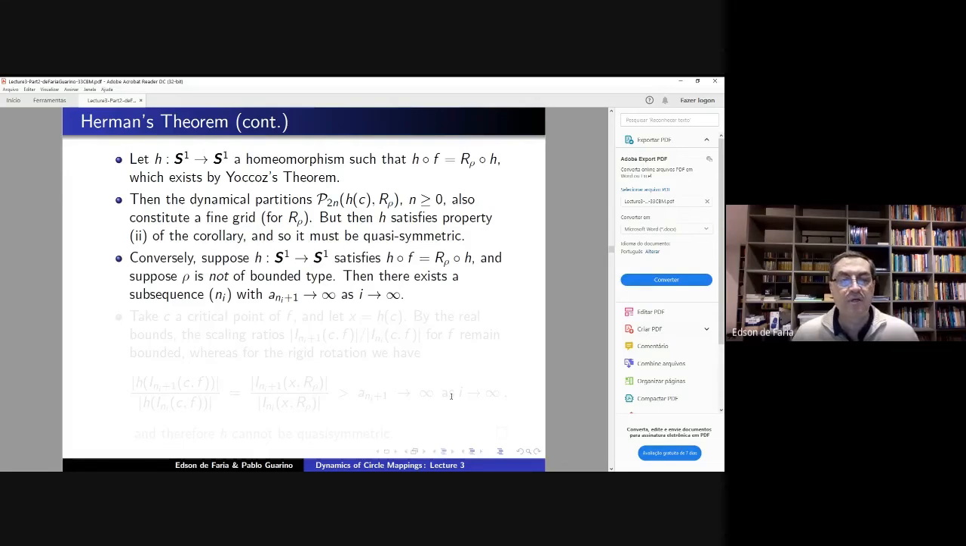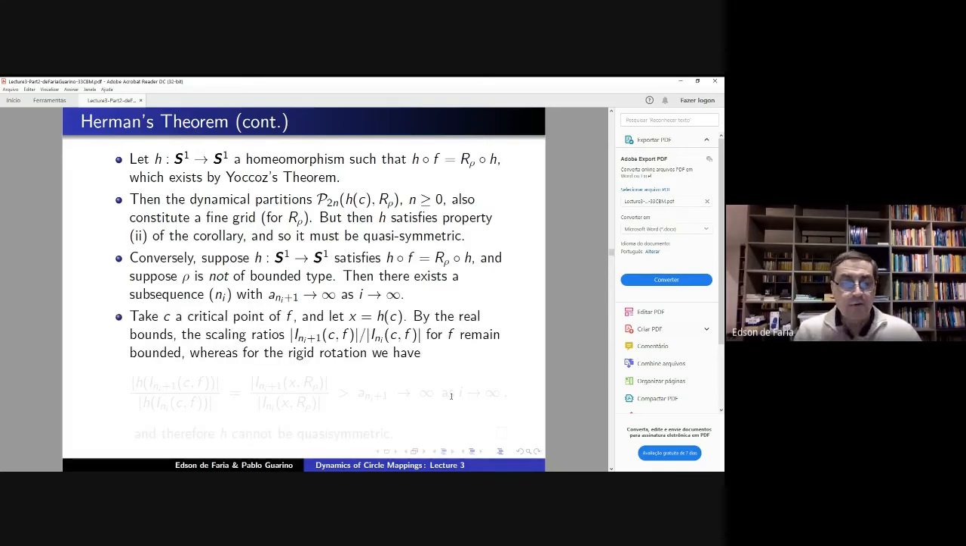So this means that there exists a subsequence of the a_n that goes to infinity, right? Well, take any critical point of F, and look at its image under the conjugacy. On one side, you have the critical point. If you look at the two consecutive closest returns to the critical point, and the two intervals determined by these closest returns, I_n and I_{n+1}, for every n, these ratios are bounded above and below by some constant that is uniform and depends only on F.